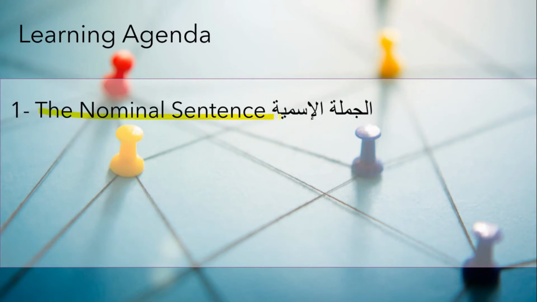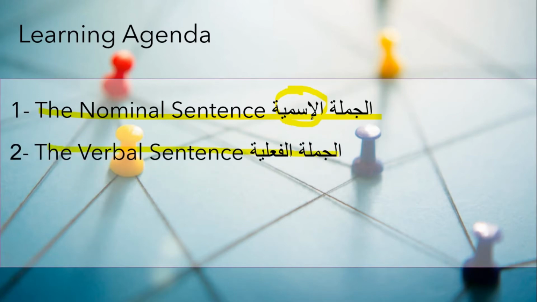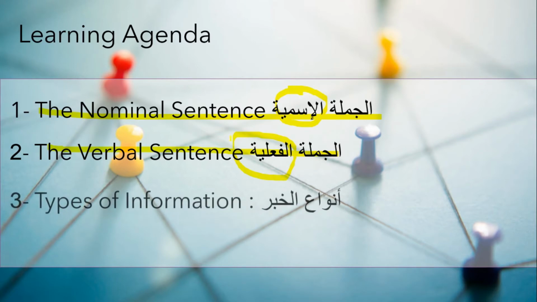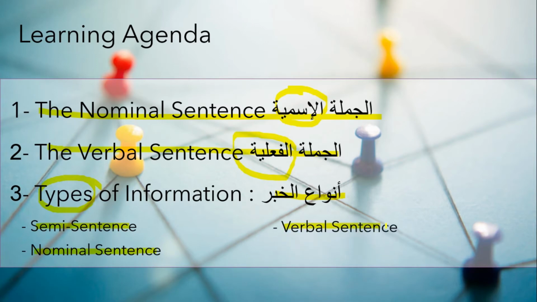Our learning agenda for today: the first thing we'll be discussing is the nominal sentence, which is al-jumlatul ismiya. The second thing is the verbal sentence, which is al-jumlatul fi'liya. It's from the name. And then there is the type of information. There are different elements of the sentence. First element, second element. The second element, we call it the information. There are types of this information: semi-sentence, nominal sentence, verbal sentence, and single word sentence or information.